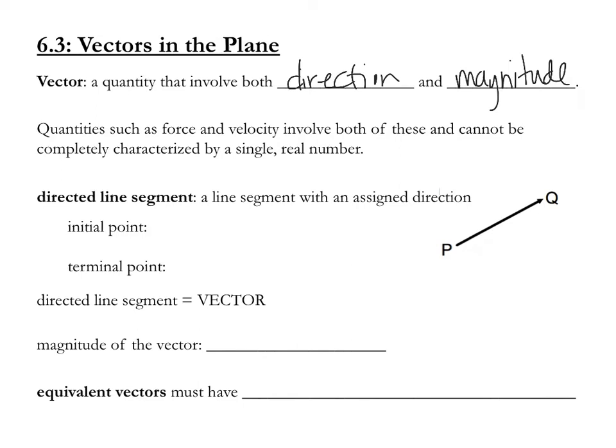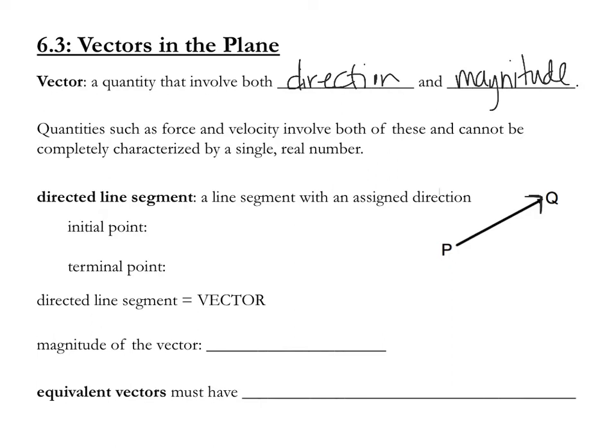So, this actually has a lot of physics behind it. Quantities such as force and velocity involve both direction and magnitude, so those are also considered vectors. What it looks like in picture form is what's called a directed line segment. So it's a line segment that has an assigned direction, and that direction is indicated by this arrow here.